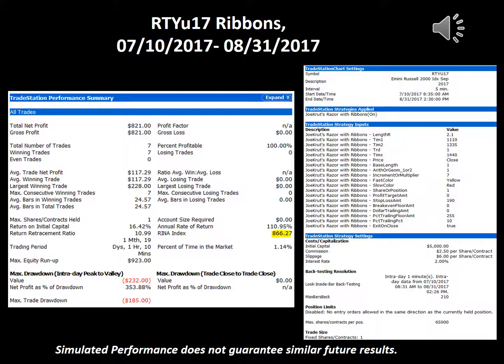Now here's Ribbons. As I said before, Ribbons is looking for bigger trades. So you can see it's 100% right over this test, but there's only 7 trades. $117 the average trade size. Drawdown is next to nothing. It's 232 from peak to valley. And the stop loss used is $190.